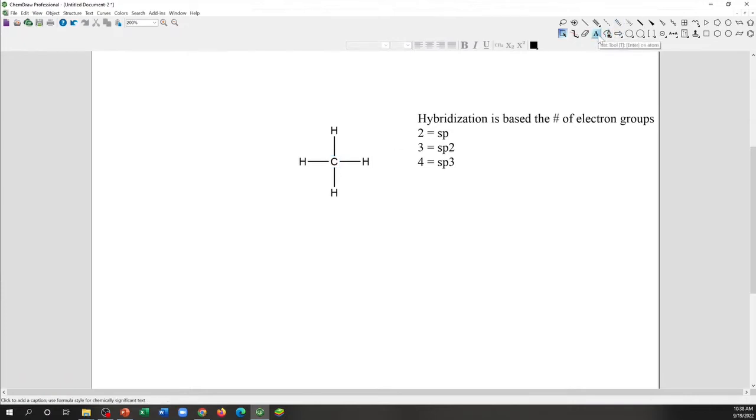It's sp3 hybridized. Now, what does sp3 hybridization look like? Well, that's a great question. Let's go ahead and start drawing out some of these orbitals. If you remember, the orbital notation diagram for carbon looks like this. Carbon has 6 total electrons. It has 4 valence electrons. So carbon is a 2s2, 2p2.